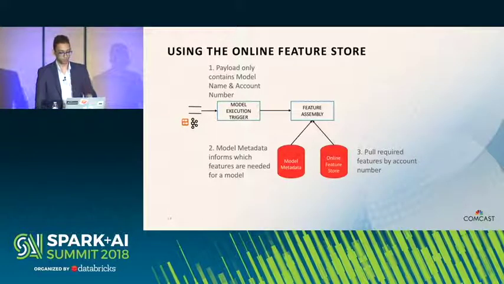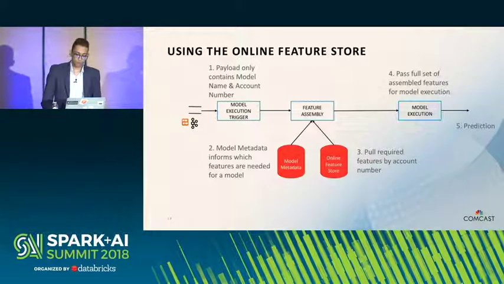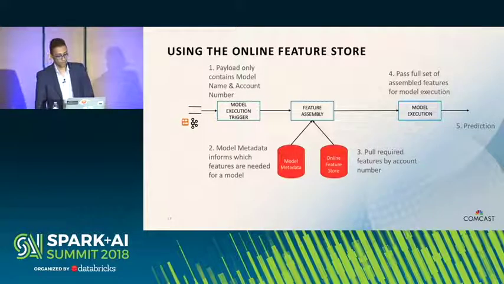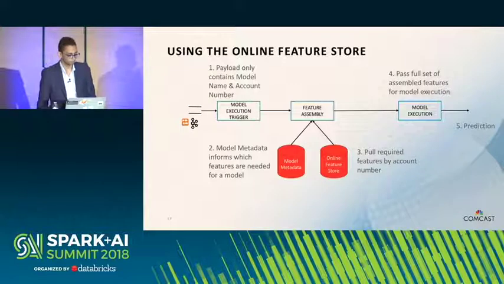Like I said, everything's decoupled. And then we pass everything that's assembled for model execution and prediction. You can think of each arrow as a different Spark process so that we can do transformations and feature engineering and model execution at any step with our metadata driving exactly what's being executed.